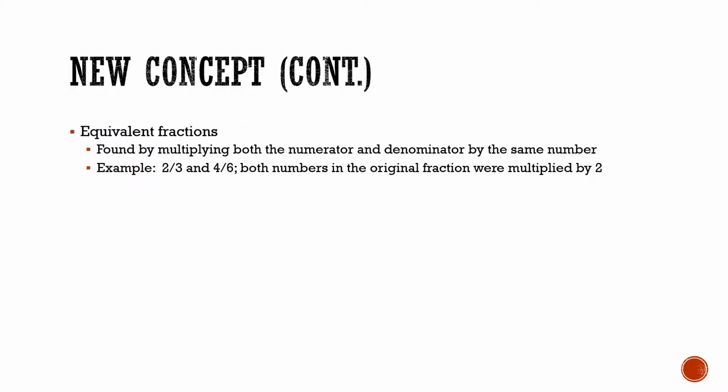Here's another example. 2/3 and 4/6 are equivalent fractions because both numbers in the original fraction, the numerator and the denominator, were multiplied by 2. 2 times 2 is 4, 2 times 3 is 6. That's how you get 4/6.